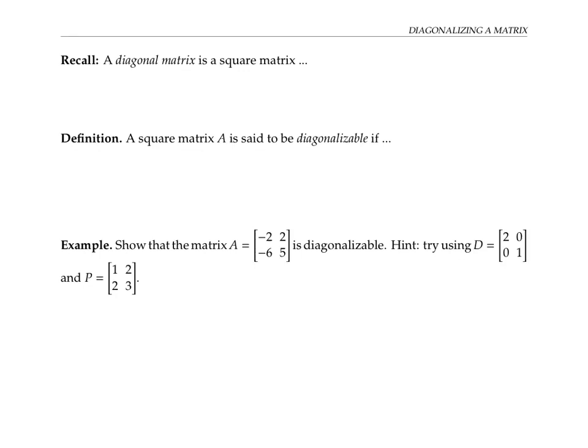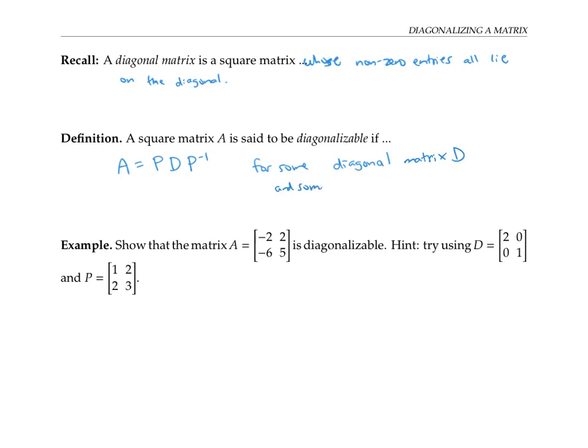As we just reviewed, a diagonal matrix is a square matrix whose non-zero entries all lie on the diagonal. A square matrix A is said to be diagonalizable if A can be written in the form P times D times P inverse for some diagonal matrix D and some invertible matrix P. So if A is an n by n matrix, then D and P need to also be n by n matrices to make the dimensions work out. Let's see what this means in an example.